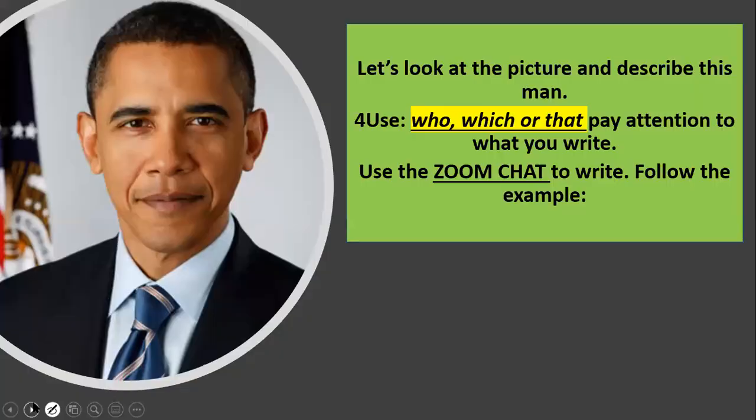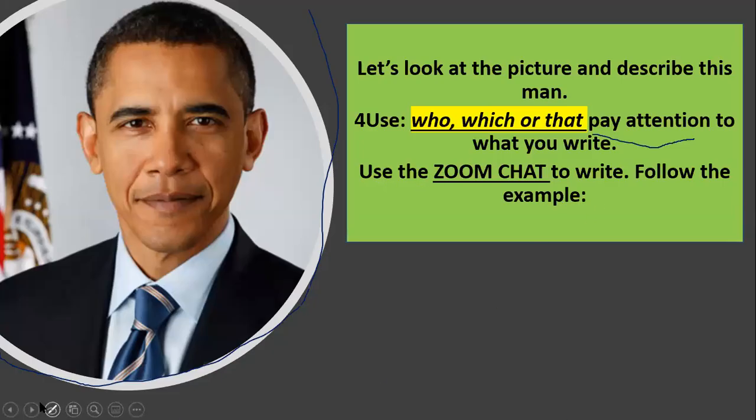Okay, so now we're going to do a little bit of this. Can you see the PowerPoint presentation? Okay, so I put this picture. I put Obama. So these are the instructions. What I want you to do is look at the picture and describe Obama, this man. I want you to use who, which, or that. In this case, you have to pay attention to what you write. I want you to use the Zoom chat to write.